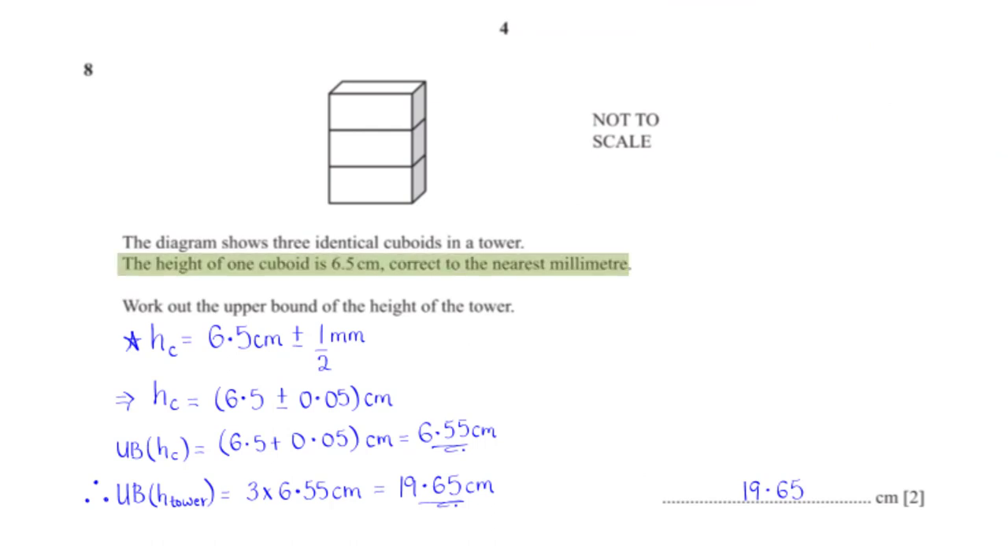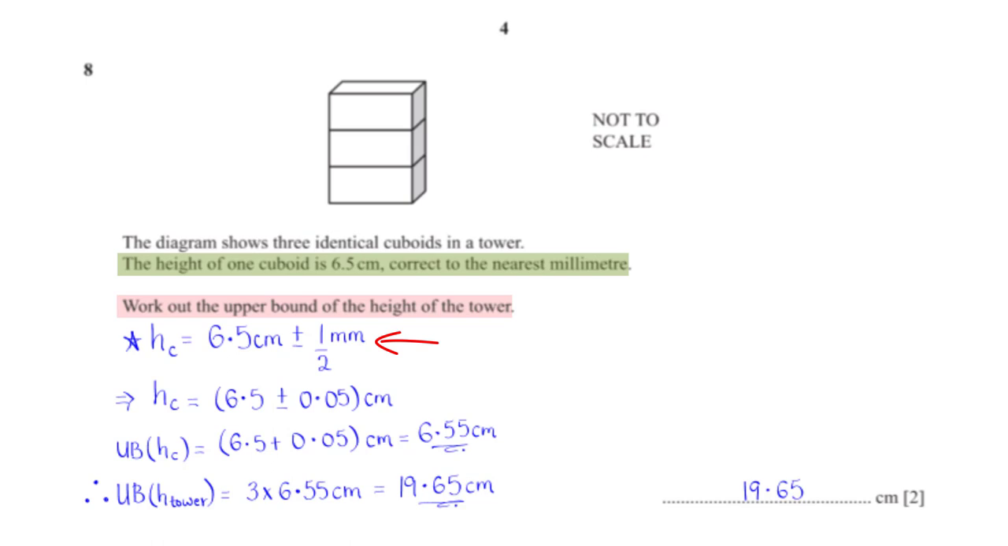The height of one cuboid is 6.5 centimeters, correct to the nearest millimeter. Work out the upper bound of the height of the tower. We've been told that the height of one cuboid is 6.5 centimeters, correct to the nearest millimeter. And so we bring our plus and minus and divide 1 millimeter by 2.